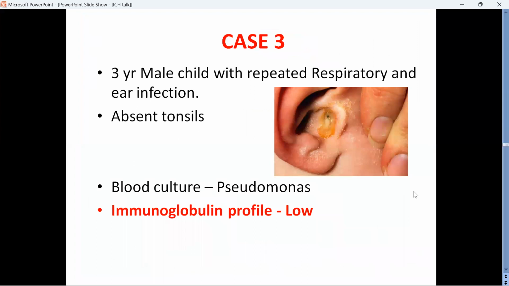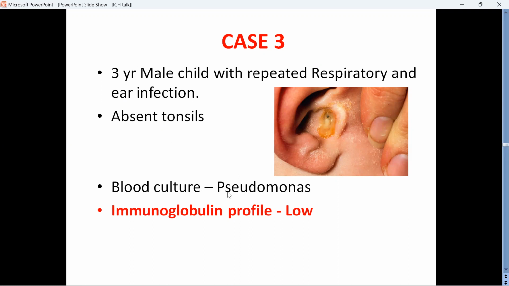Now let's go for the third case. So now we have a 3-year male child. So this presentation is slightly later than the last two cases. The first two cases we had presentation at less than 6 months. Now we have a case presenting at 3 years, a male child, and you have repeated respiratory and ear infection. On examination, the pediatrician found there is no tonsil. Okay, this is very classic history for agammaglobulinemia.